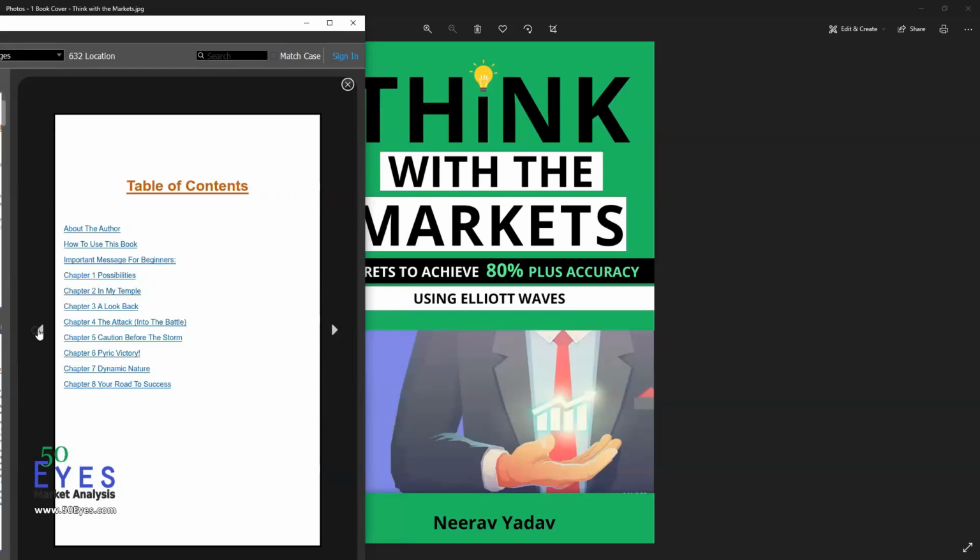So in the table of contents, you can see chapter 1 is called Possibilities. The name of the chapter is Possibilities because our work as a trader is first to determine the simple thing, which is the possible direction or directions that the market can take. So as an Elliott Wave analyst, or whatever way of analysis anybody uses, the first thing we do is analyze the possibilities that the market can move into or can proceed into.